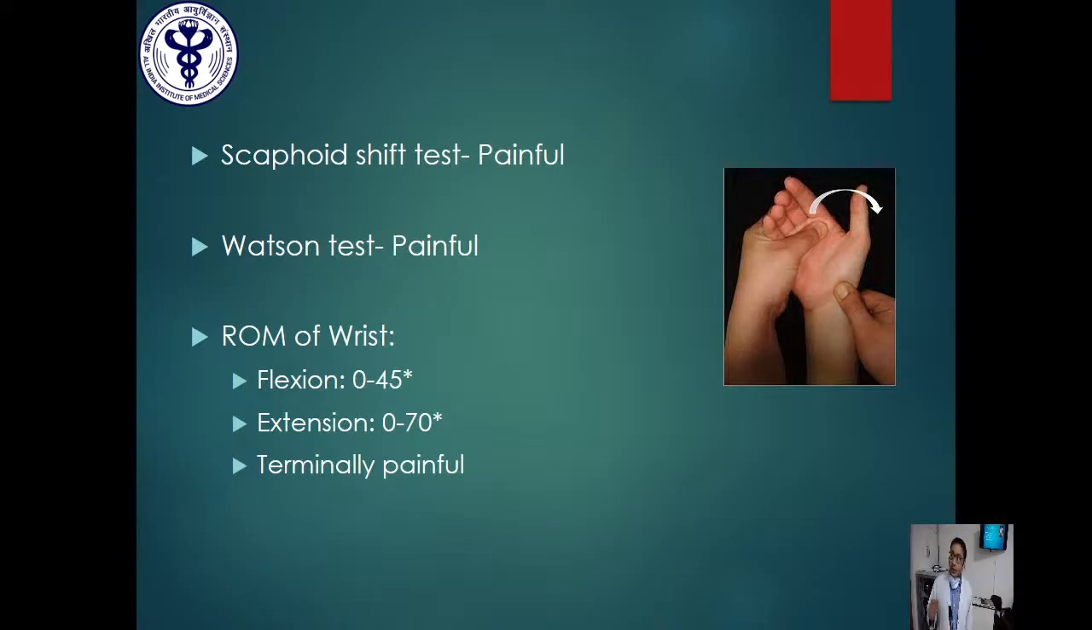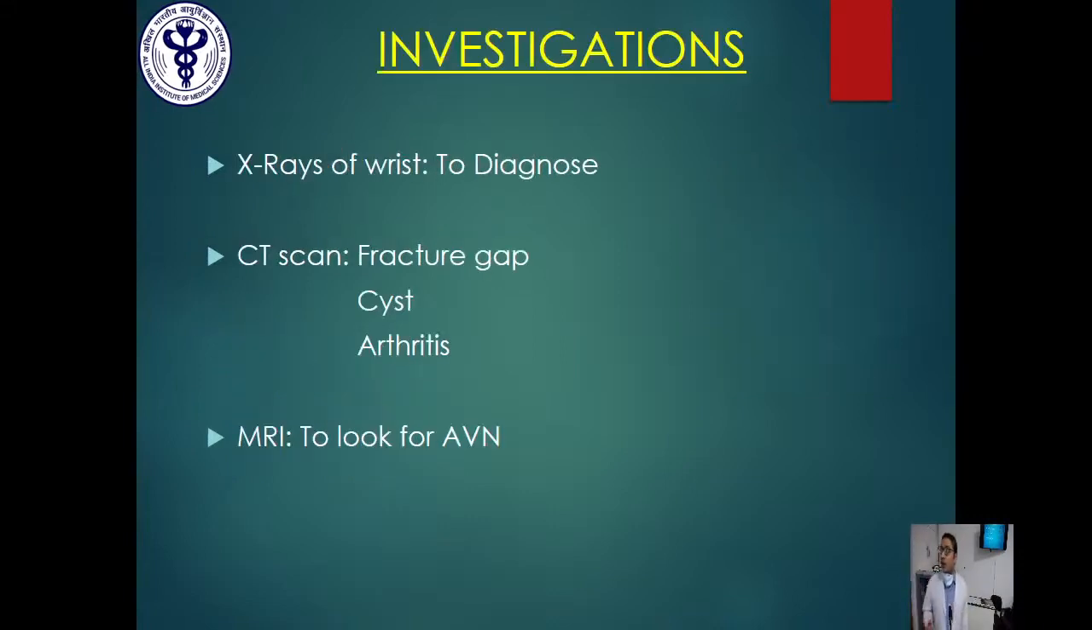The range of motion of the wrist was reduced. The flexion was around 0 to 45 degrees. The extension was 0 to 70 degrees, but it was terminally painful. In our workup, we ordered a radiograph of the wrist, AP and lateral radiographs, to diagnose what the problem is.